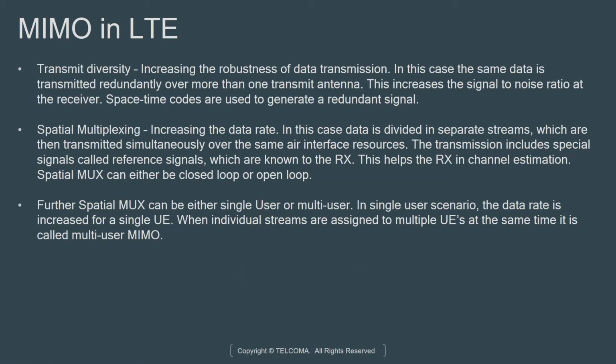In a single user scenario, the data rate is increased for a single UE. When individual streams are assigned to multiple UEs at the same time, it is called multi-user MIMO.